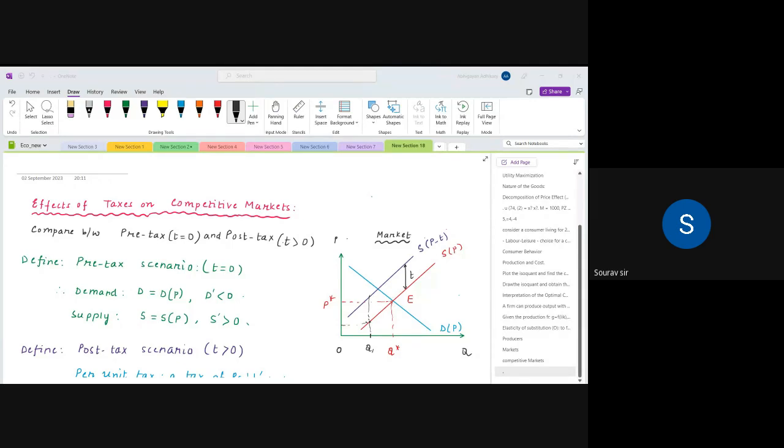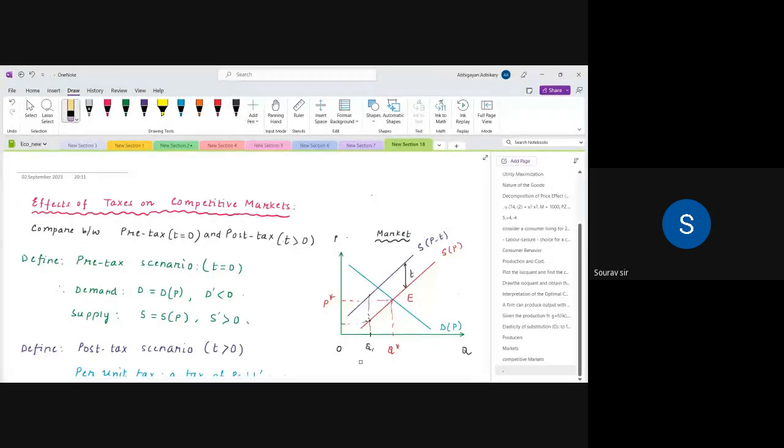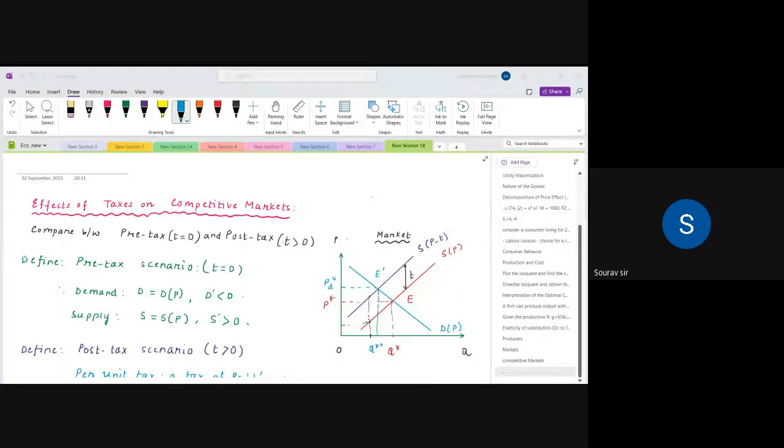So as a result of this, in the post-tax scenario, क्या हो रहा है? आपका equilibrium is shifting from point E to point E dash, where your output is falling to Q double star, and your market price is becoming, let's say, PD star. Okay. Demand price is the market price. So this is the equilibrium price at which the market clears.